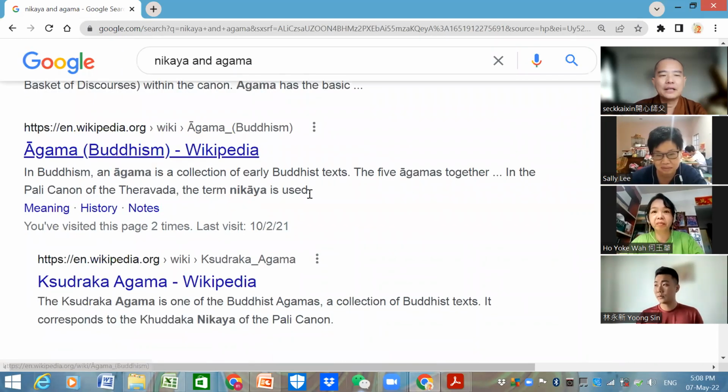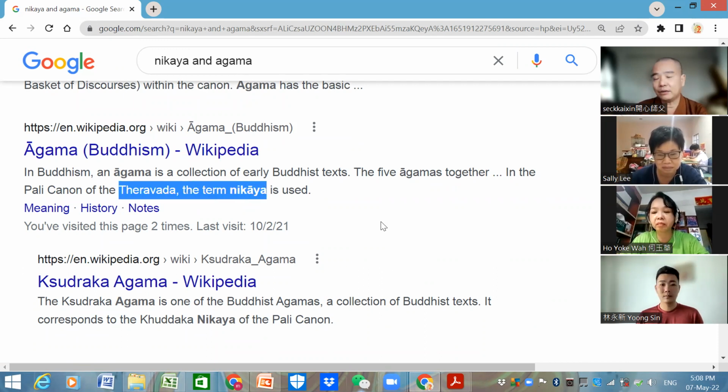Okay, so please write down, this is the Agama. It originated from Sarvastivada. Then one more is the Nikaya. Where is Nikaya from? It's from the Theravada. You can just write it down. Next time if you meet a Theravada devotee, you can share with them that we also have Agama from Sarvastivada. The Agama is only available in the Taisho Tripitaka, which is 100 volumes, in Chinese. It is from different schools of thought, whereas the Nikaya is solely from the Theravada only.